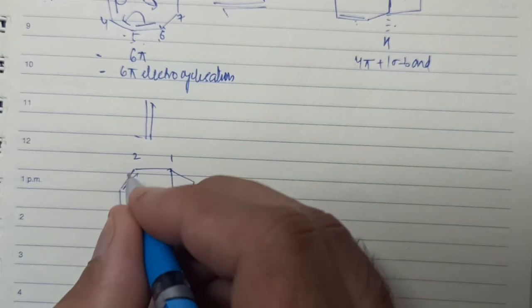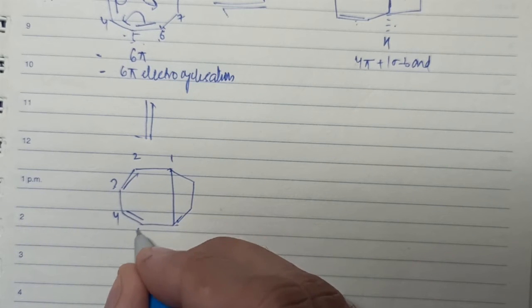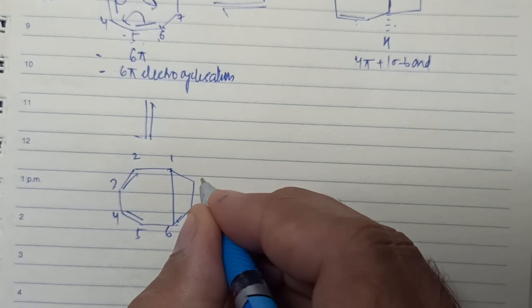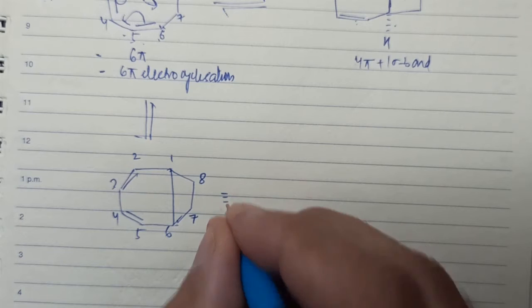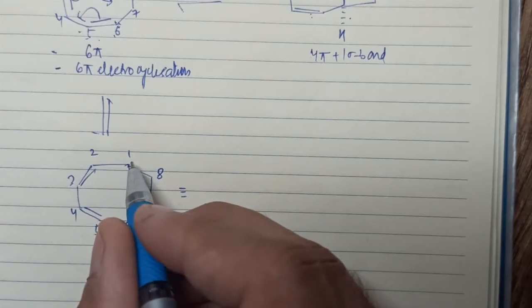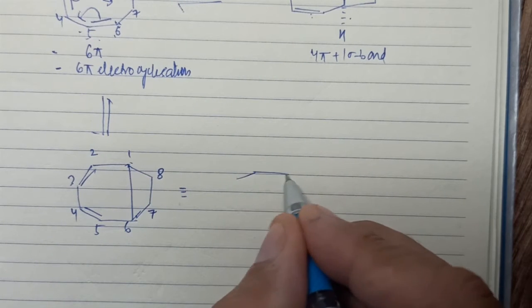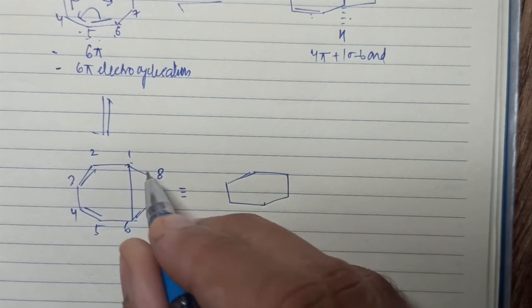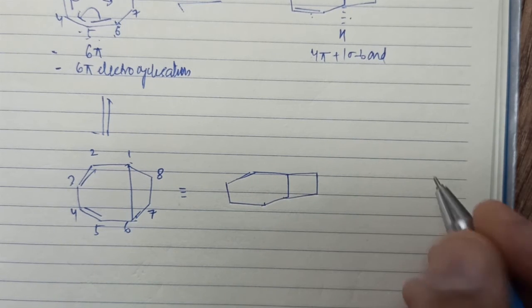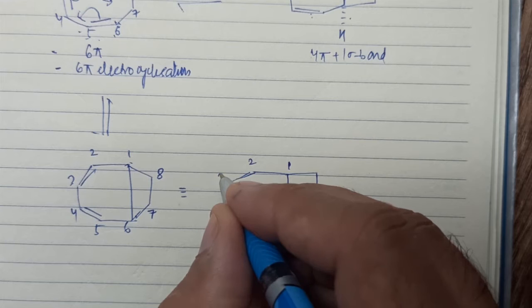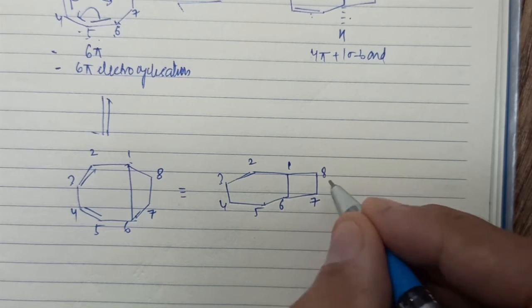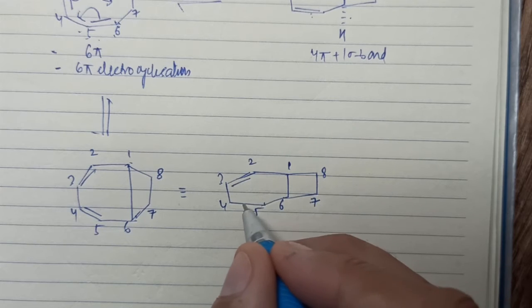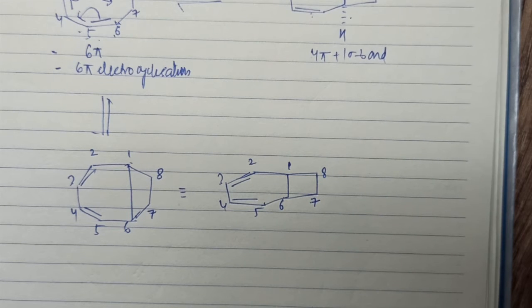Let's retain the numbering 1, 2, 3, 4, 5, 6, 7 and 8. Right? And if I simplify this product, this is a 6-membered ring, and this is a 4-membered ring, like this. This is the first carbon atom, second, third, fourth, fifth, sixth, seventh and eighth. Between 2 and 3 there is a double bond. Between 4 and 5 there is a double bond. Right, this is the product.